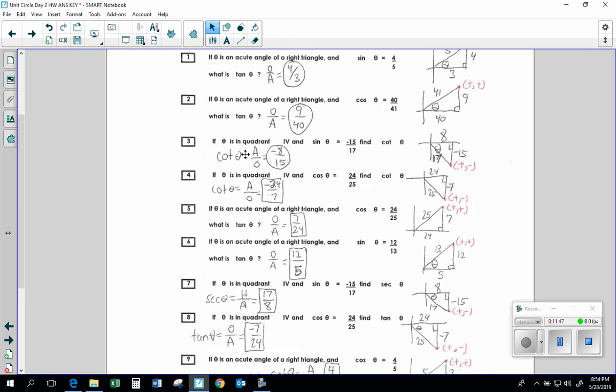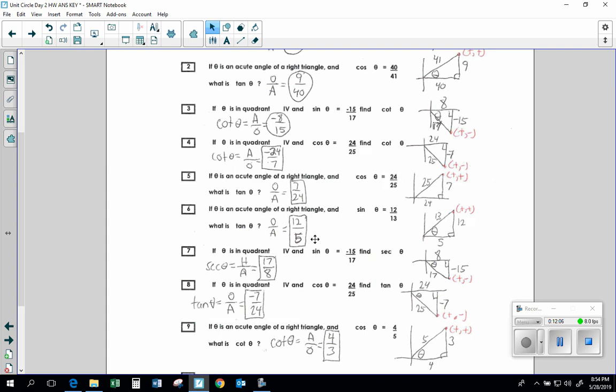Now I do the trig function it's asking for. Cotangent. Cotangent is adjacent over opposite. Adjacent again means next to, over the opposite across from. 8 over negative 15. Or you can move the negative up to the numerator and have negative 8/15. Okay. So there's a quadrant 4 one.